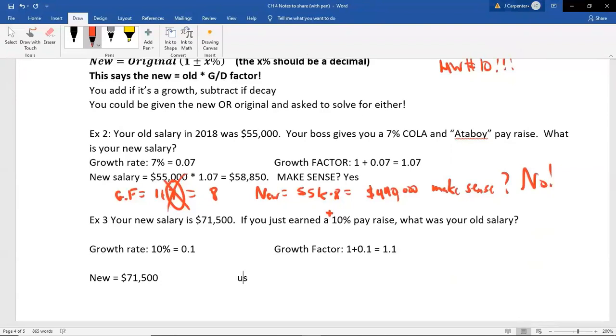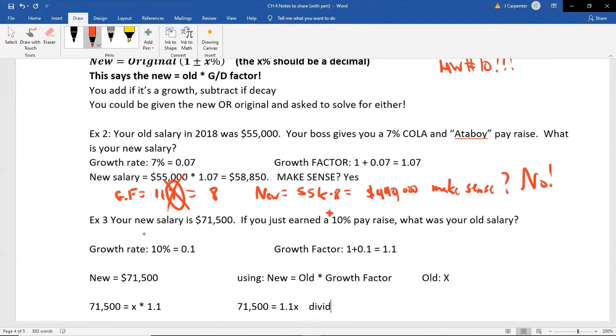So when we use new equals old times the growth factor, I'm just saying growth because it's not decay. And I wrote gold instead of old. Pay attention, put things in the right place. New is not the unknown, it's the 71,500. 71,500 is equal to the old. The old is the unknown, so we're going to call the old x. That's the unknown. So we get 71,500 equals x times the growth factor, which is the 1.1. Let's just swap the 1.1 and the x to make it in a more appropriate order.